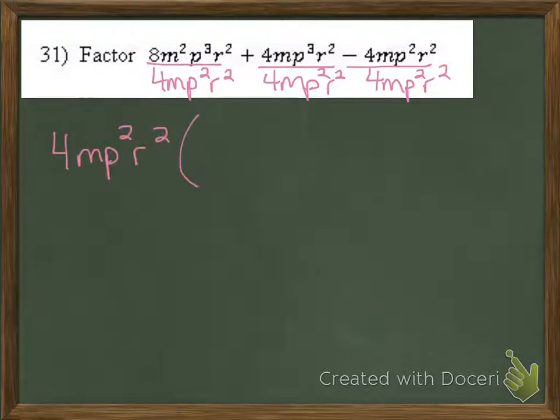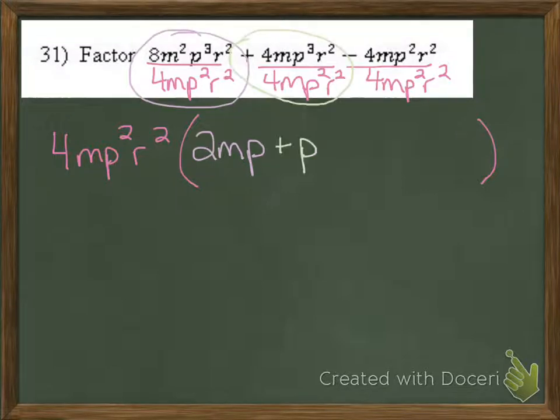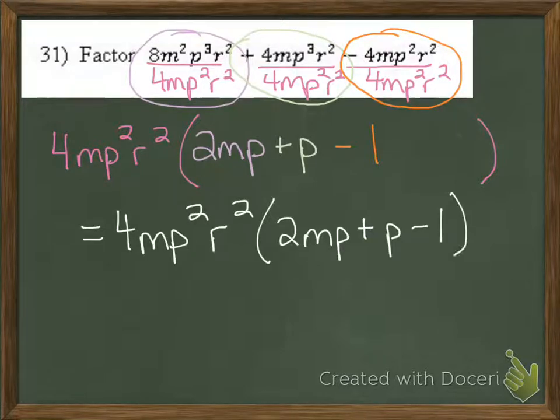We'll write that in front of our parentheses, and then write inside the parentheses what's left after we divide each term by our greatest common factor. And so when we divide the first term by that, we end up with 2mp. The r's cancel out. 2 comes from 8 divided by 4. Dividing the next term by our greatest common factor leaves behind just a p. And then dividing the last term by our greatest common factor leaves behind a 1, because the last term matches our greatest common factor exactly. And so here's what our final answer looks like.